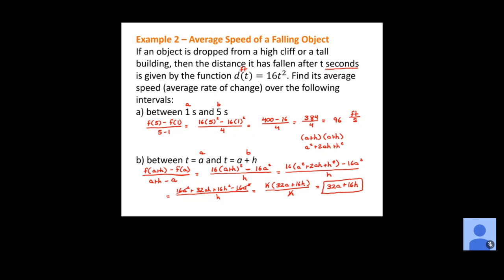And so now I could say, well, let's let the first t value be 5 and the second t value be 9. Well, now I know that my a value is 5. My h value then has to be 4 because 5 plus 4 would be 9. And then I can just plug those values into this formula and find my average rate of change. And I wouldn't have to find it over and over and over again for multiple values of t, right? I could just pick any two values I want and plug into this formula instead.